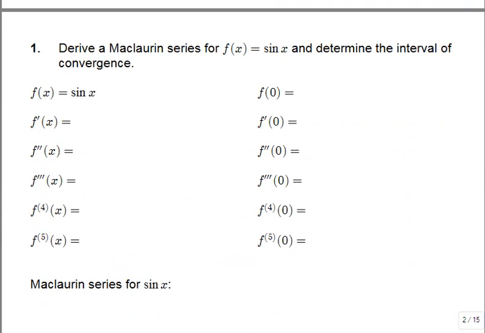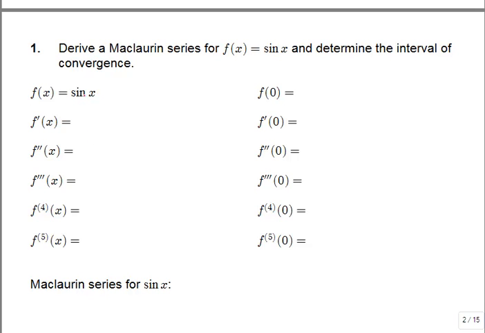Let's recall how to create one of these Maclaurin polynomials, and we're going to create a Maclaurin series and make it infinite. So let's do this for f of x equals sine of x, and once we come up with our series, we're going to determine the interval of convergence. In order to do this, we need to find all of those derivatives, because those are going to become the coefficients of our power series.